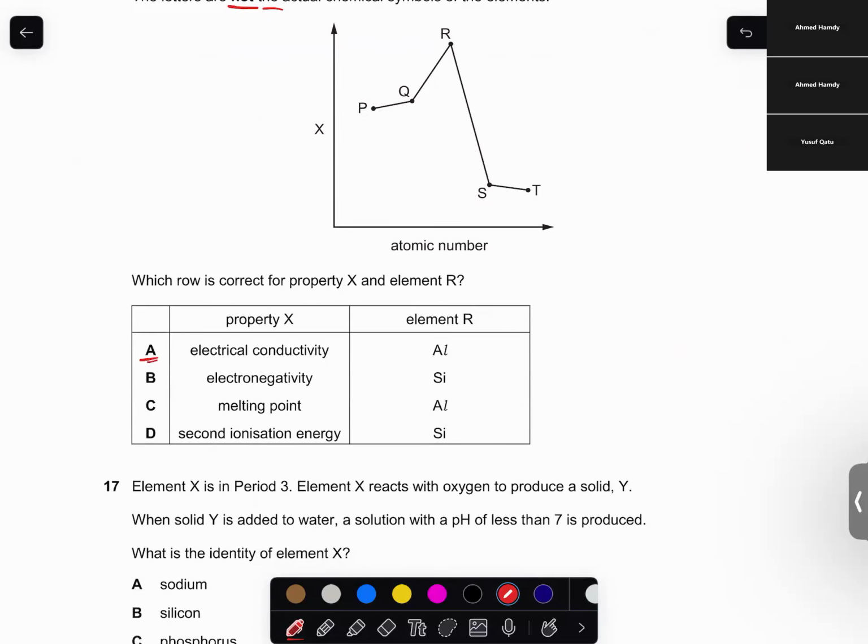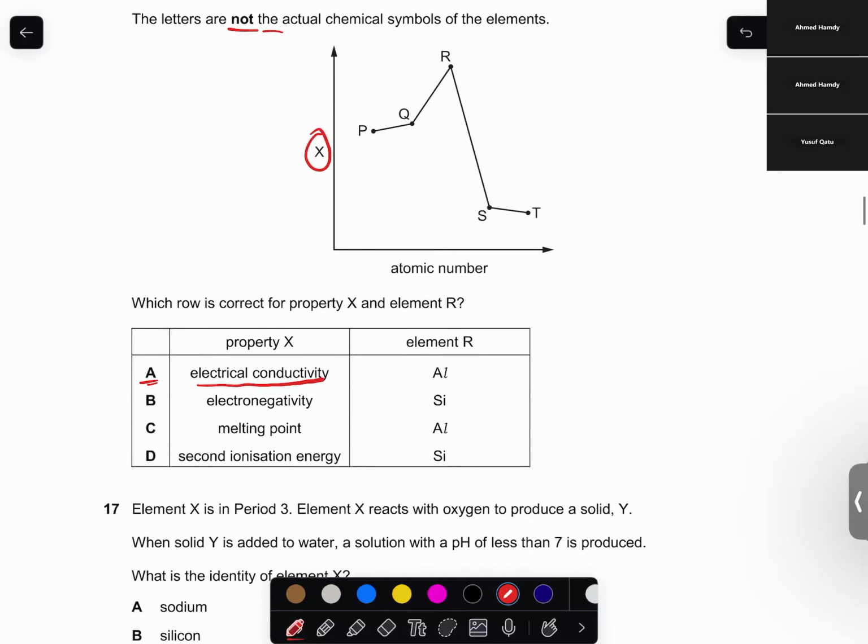A, the property X is electrical conductivity. If X is the electrical conductivity, if we start with sodium, magnesium, aluminum, silicon, phosphorus, then aluminum will be the highest one. Yes, of course, the best conductor because it has the greatest number of free moving electrons. So the answer is A.